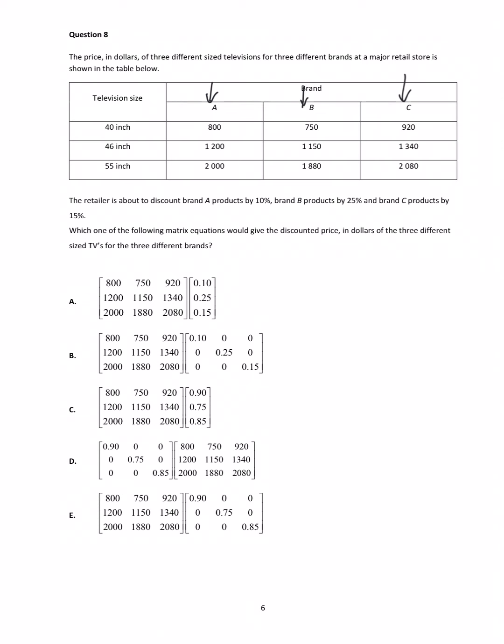So if we think about it, I'll just highlight it. What we want to do is apply these discounts. A is discounting by 10%, B is by 25%, and C is by 15%. So I'll write that down. A: if you're doing a discount of 10%, that means you're multiplying by 0.9. B: if you're discounting by 25%, that means it's going to be 0.75. Sorry, I've written a 2 there. 0.75. And the discount for C is 15%, so that means you're multiplying by 0.85.